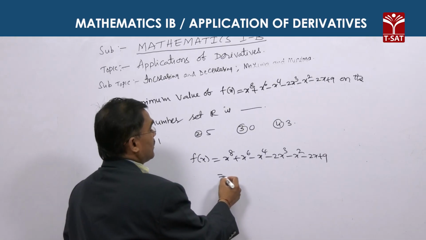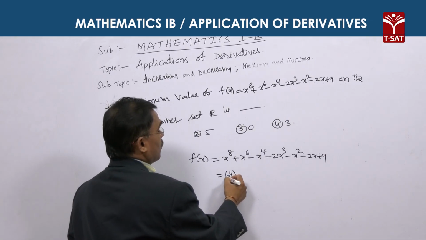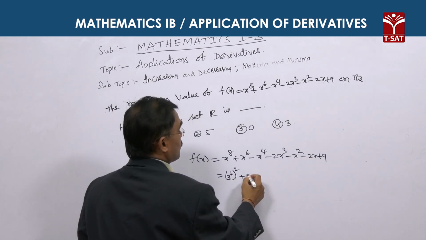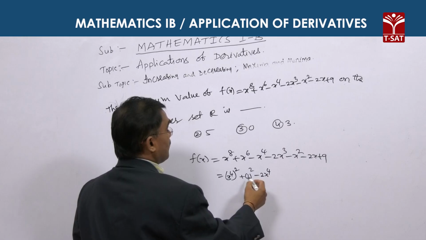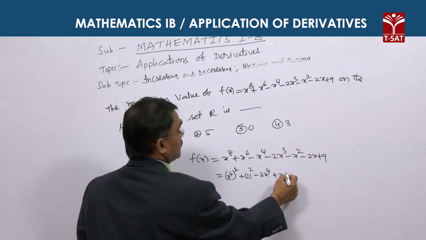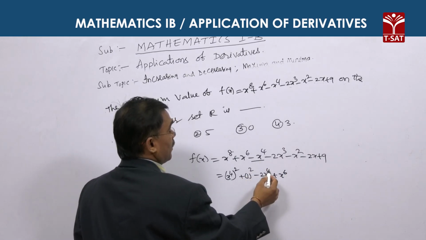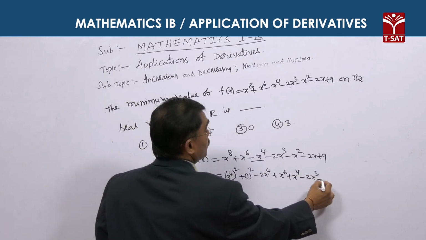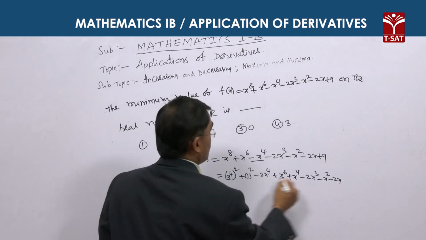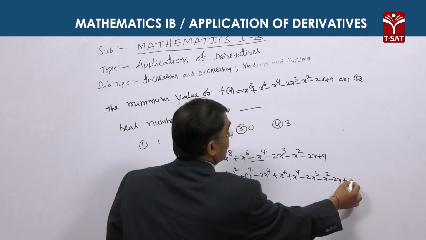So the algebraic equation here can be written as (x^4)^2 + 1^2 - 2x^4. So what happened is this value is x^6 as it is here, minus x^4, minus 2x^4 plus x^4 here, minus 2x^3 minus x^2 minus 2x, and already plus 1 using, plus 8 here.